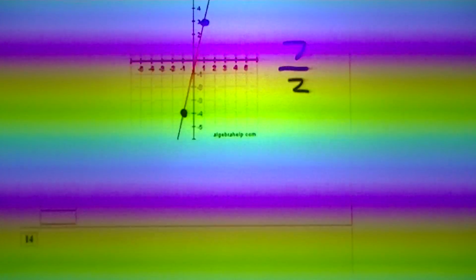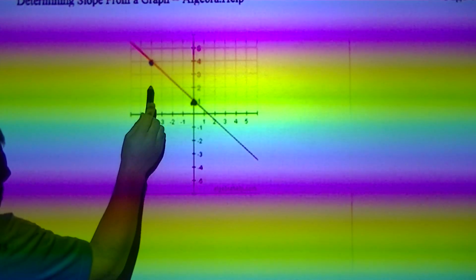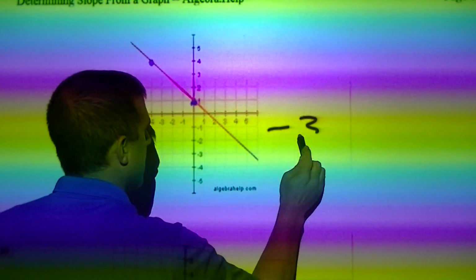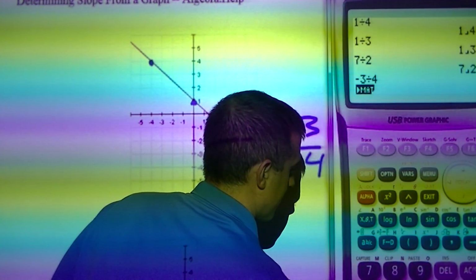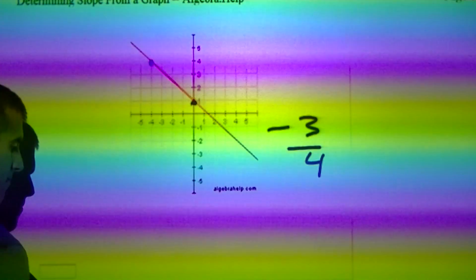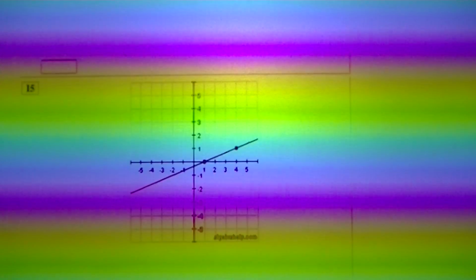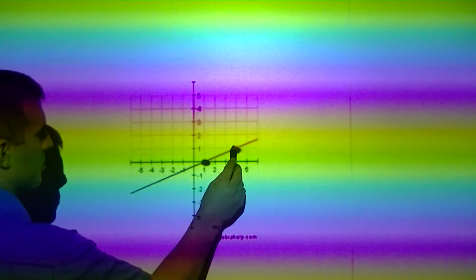We go to this one. I'm at this point. I'm going here. So I'm falling 1, 2, 3, then 1, 2, 3, 4. So negative 3 over 4. I'm going to see if that gets any smaller. Negative 3 divided by 4 stays negative 3 over 4. Say I have this one right here. I'm going up 1 over 1, 2, and 3, so that's 1/3.